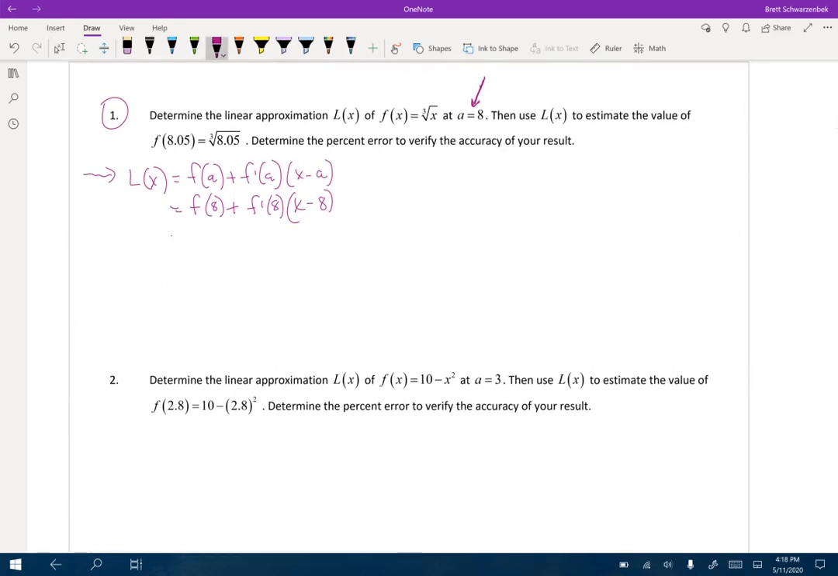Okay, if we find f of 8, we just plug 8 into our function and get the cube root of 8. F prime, well, we don't have f prime. We've got to do that. So f prime of x.